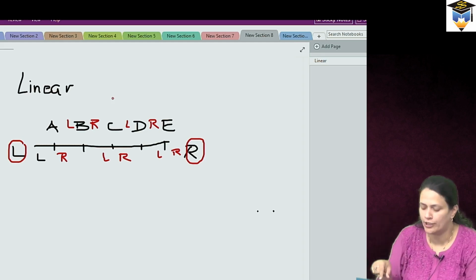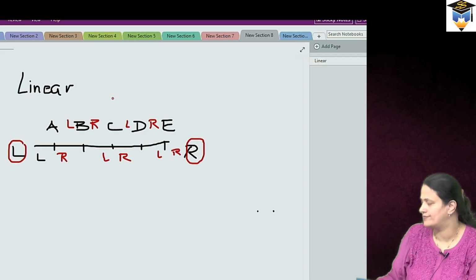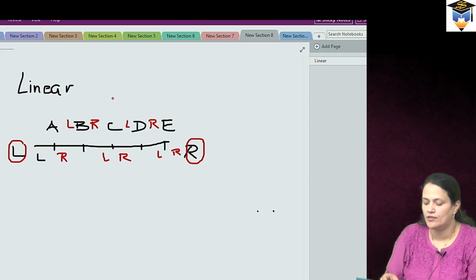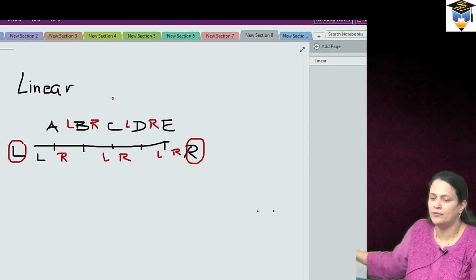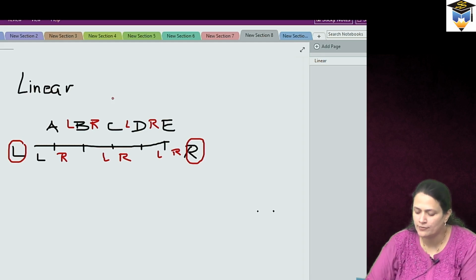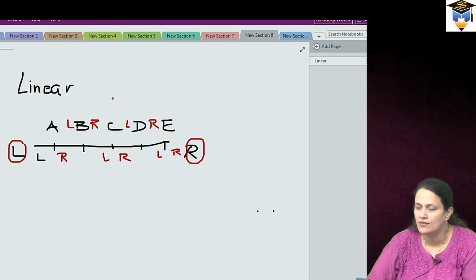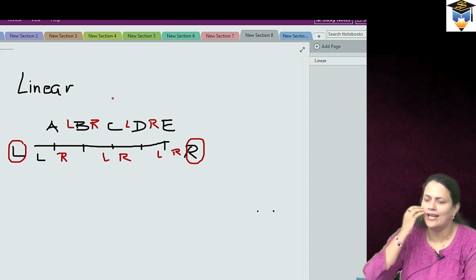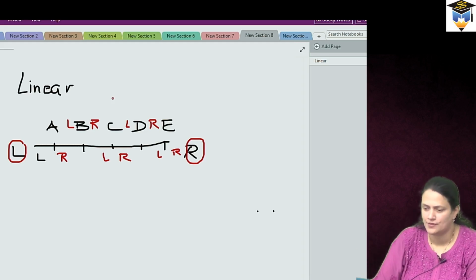And third point in conclusion, in between. So who is in between? If I say C lies in between A and D, is it correct? C lies between A and D. Is it correct? Yes. Write down the example. C lies in between A and D.